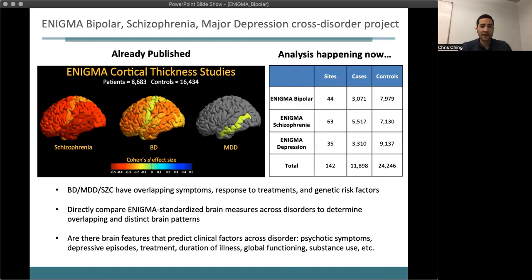We know these conditions have underlying or overlapping symptoms, overlapping responses to treatments, and similar genetic risk factors. And so by directly comparing these standardized brain measures across these disorders, really trying to map the overlapping and distinct brain patterns that we see, as well as combining the data. So if we pool these data samples together and we ignore the diagnosis, we might be able to pick up brain features that predict more clinically interesting factors like symptom profiles, treatments, duration and severity of illness, et cetera.